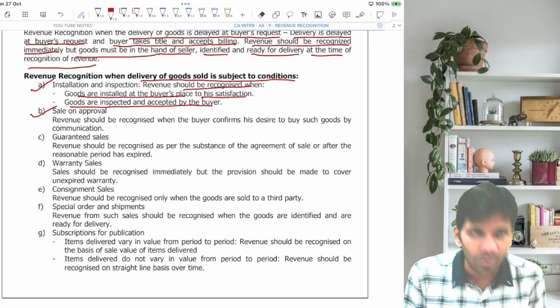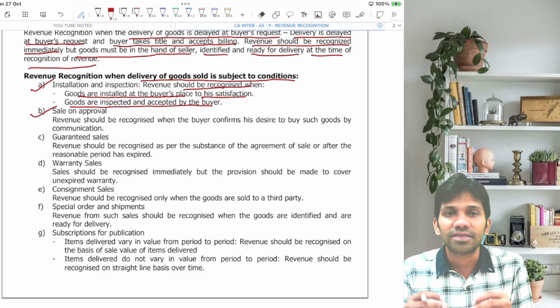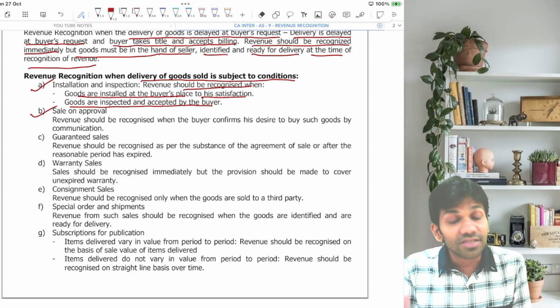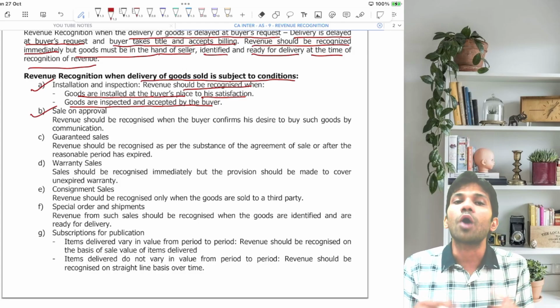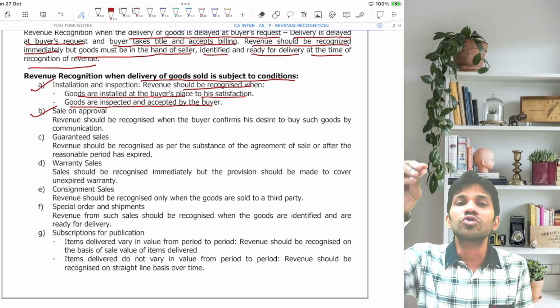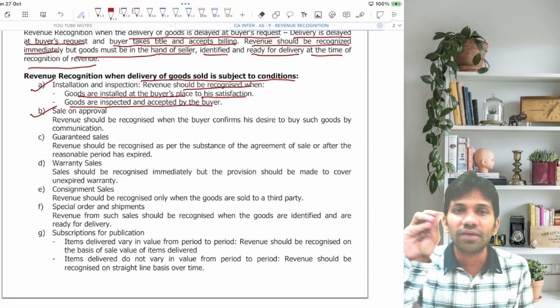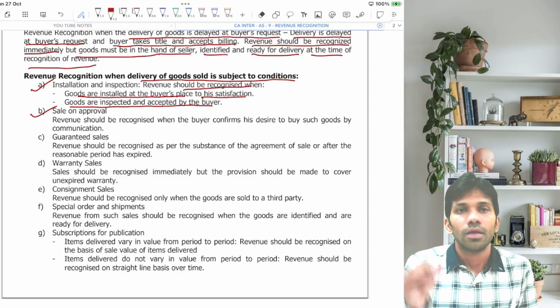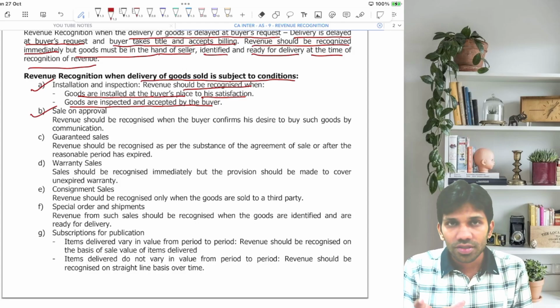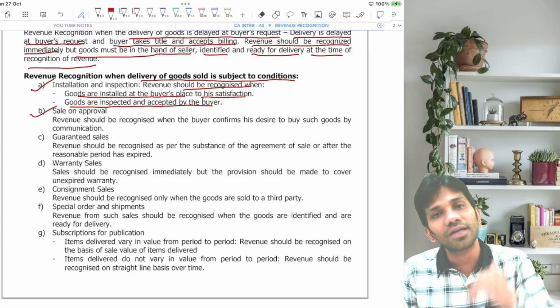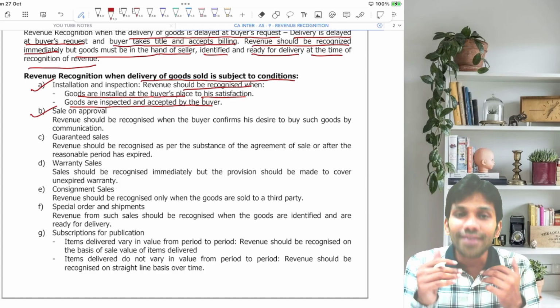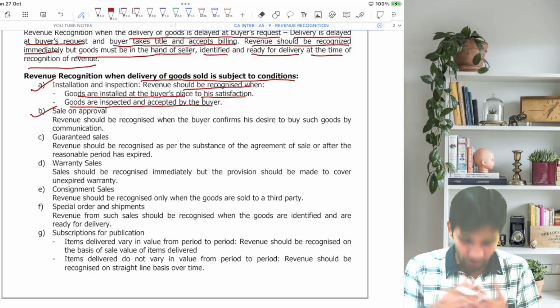Sale on approval. The word itself says, suppose I am a new businessman, or let's assume I am an existing businessman, and I want to come out with a new product in the market. So how to target the audience? To give goods on approval basis. What is the meaning of giving goods on approval basis? Sir, use these goods for 15 days. Give me the feedback. If you like it, pay me the money or else return the goods. So sale on approval. In such situations, when should I recognize the revenue? Let's see.